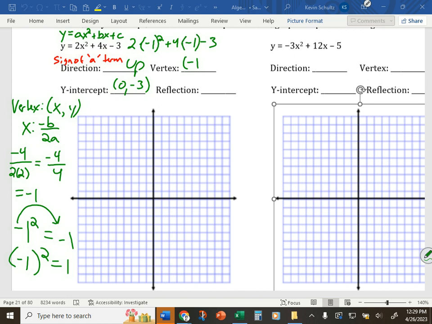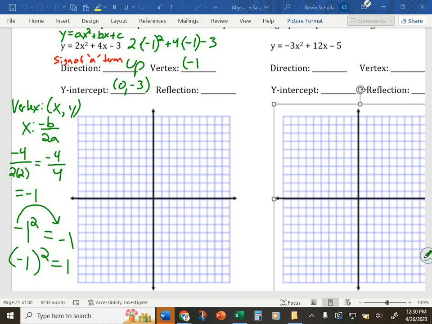2 times -1 in parentheses squared plus 4 times -1, not squared that time, right? It's only squared first one, minus 3. And again, it's only x that is squared here, right? You wouldn't multiply 2 times x first and then square it. Order of operations says exponents, then you multiply by 2. Okay? Everyone do this to make sure you can do it.